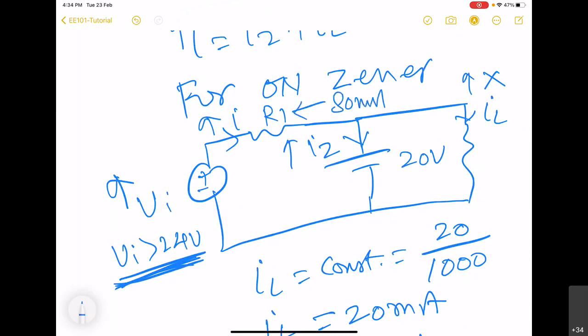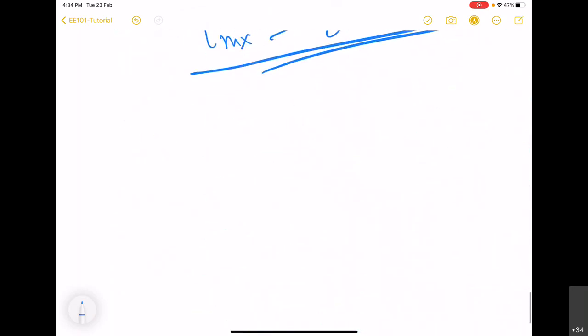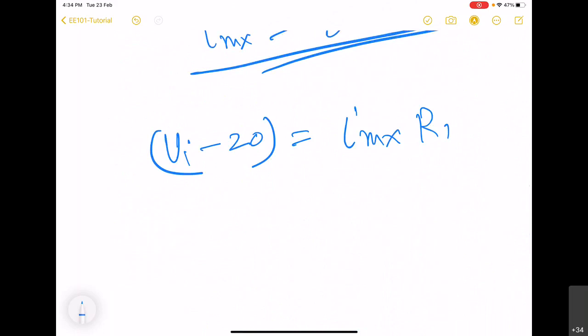is 80 milliampere. And the other end is always at 20 volt because of the Zener. And this end voltage is at Vi. So now we have to find out Vi minus 20 is going to be I max into R1. So here you can see that for this I max, Vi max will occur. Right? Actually, this equation is general. It will always be valid under this condition also, as long as Zener is conducting.